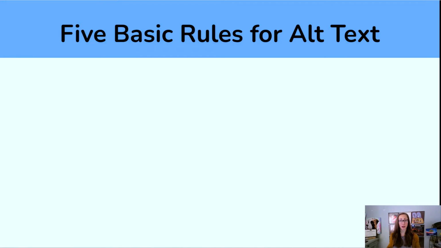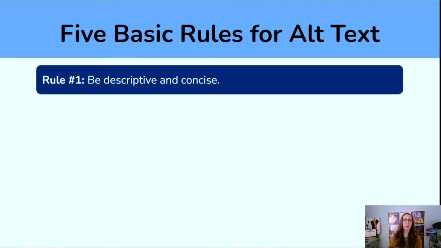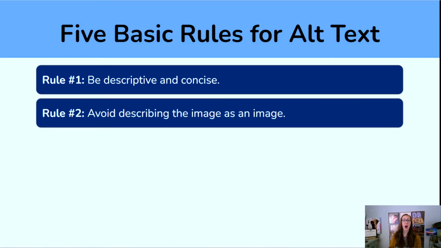Before we go through a few examples, I'll talk through 5 basic rules. Rule number 1, be descriptive and concise. Aim for a simple phrase or sentence that's no longer than 125 characters long. If the image is complex and requires a lengthier description, write short alt text and include an image description in the written content.